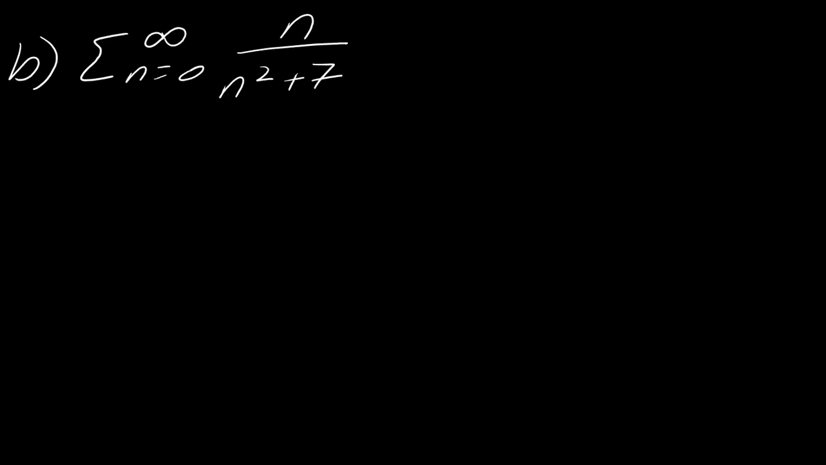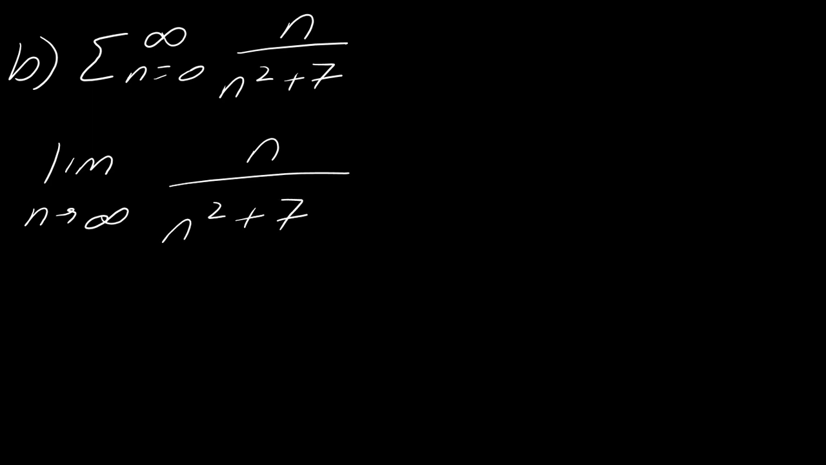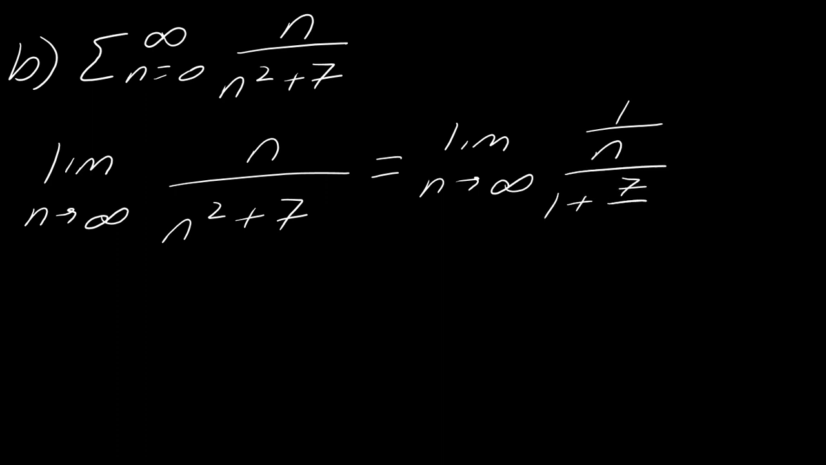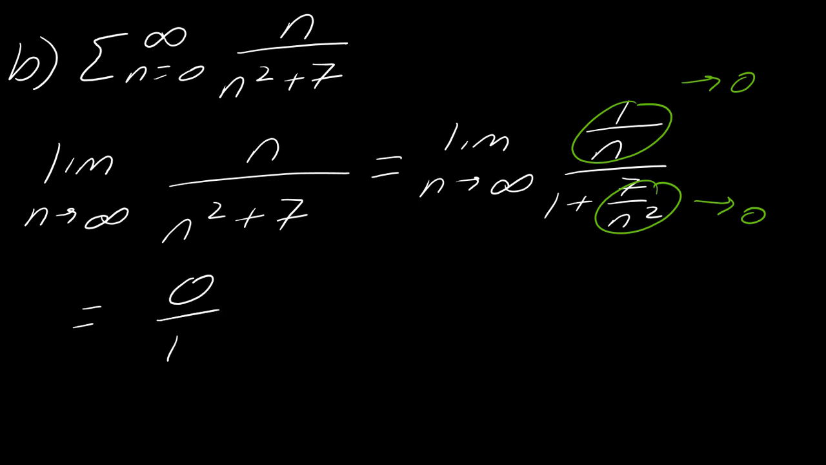So I've got n over n squared plus 7, and I'll do the same thing. What I could do here is just divide everything by n squared. So let's just do that. This will give me 1 over n over 1 plus 7 over n squared. That gives me 0 and 0. So when I take the limit, this becomes 0 over 1, so this just equals 0.